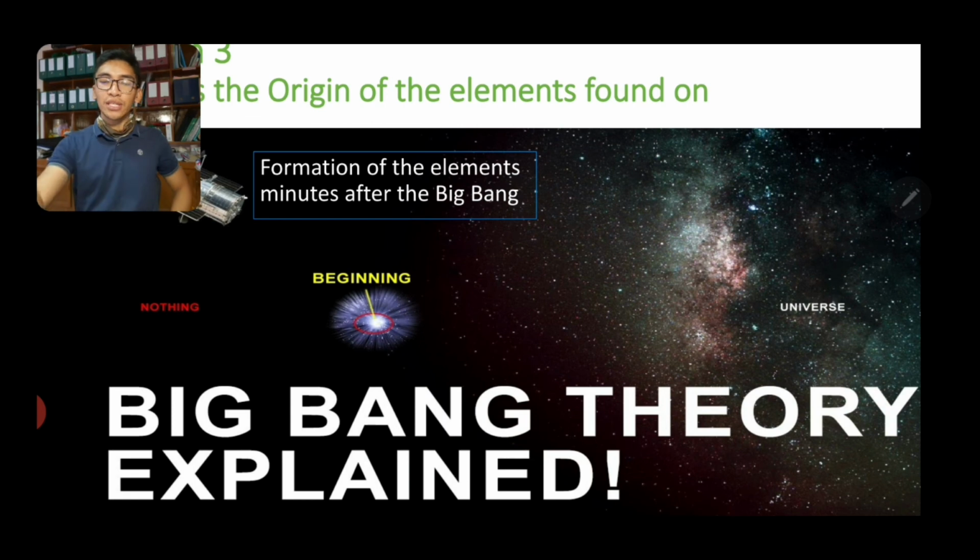So lesson 3 is all about the origin of the elements found on Earth. So if you're looking at the periodic table and you encounter Au, what's Au? That's aurum. Aurum is the Latin word for gold. That's why it's called Au.